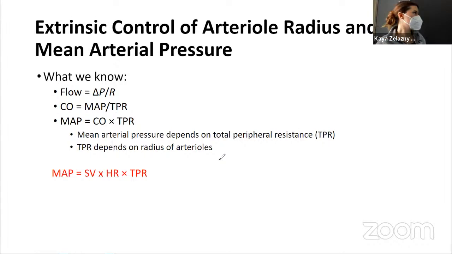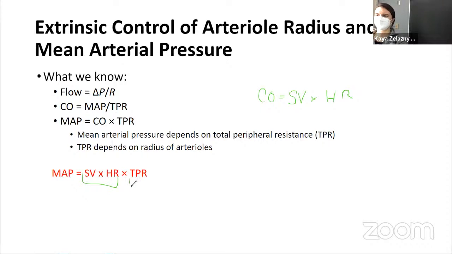If we want to further put in some of the factors we've talked about, we also know that our cardiac output is equivalent to our stroke volume, so how much blood is leaving the heart any given beat, by the number of times our heart beats per minute. So we could put that all into an equation and say that our mean arterial pressure is equivalent to our stroke volume by our heart rate, the cardiac output, times our total peripheral resistance.